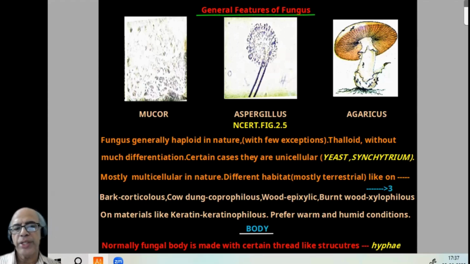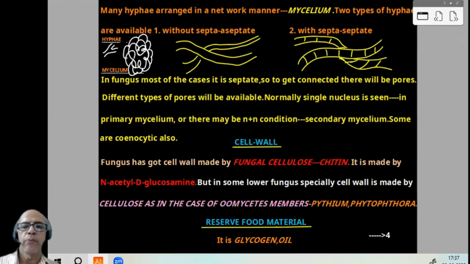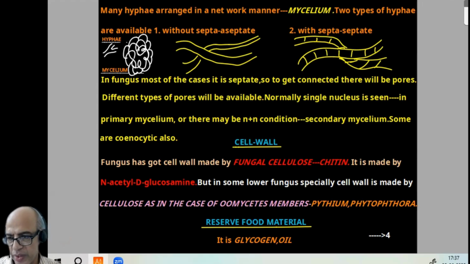Normally, the fungal body is made of thread-like structures called hyphae. Theory question, NEET model question, diagram drawn there, marked there, so it will be easy for you. Many hyphae are arranged in a network manner. Then it constitutes what is known as mycelium. Here you can find hyphae and mycelium.